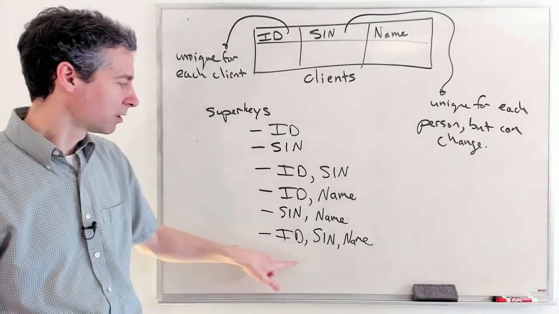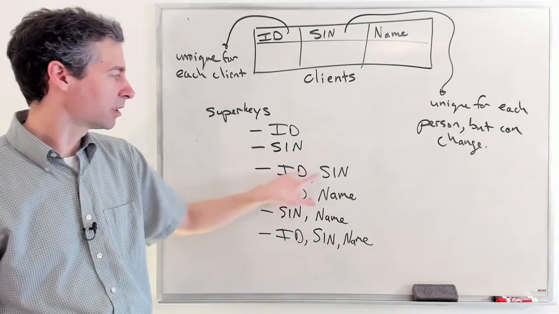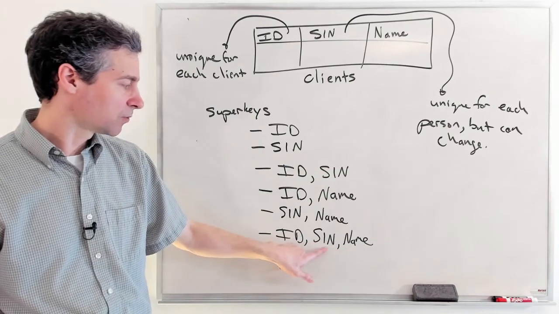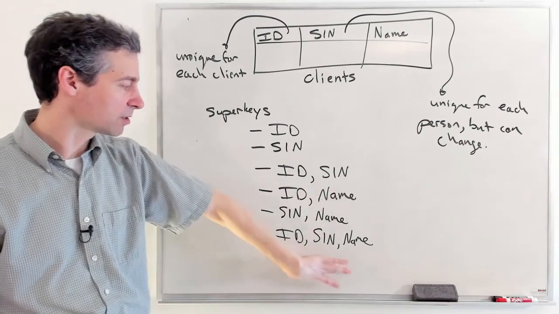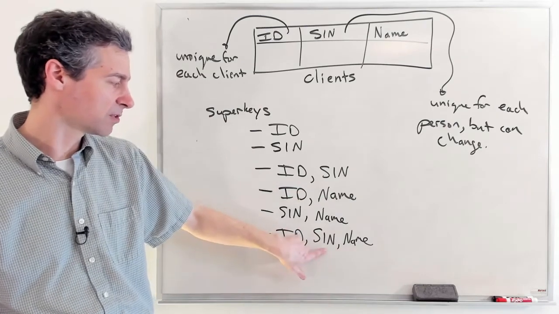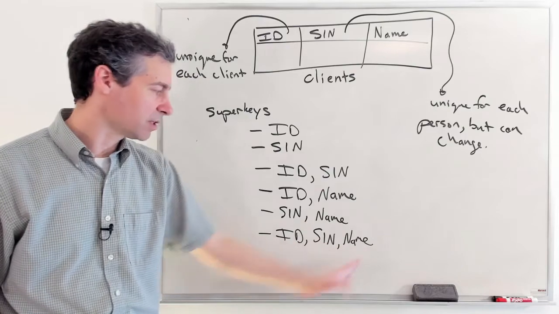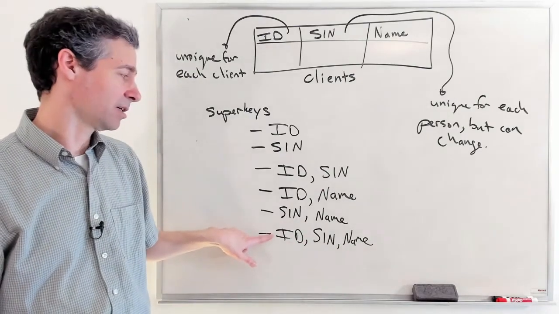So here, if we remove name, we're going to get an ID and a SIN. It's still a key. We could remove SIN, and both ID and name are still a key. So we could still uniquely identify things even if we remove the SIN. Or if we remove ID and we have just SIN and name, again, we'll still have a key. So this is not a candidate key.